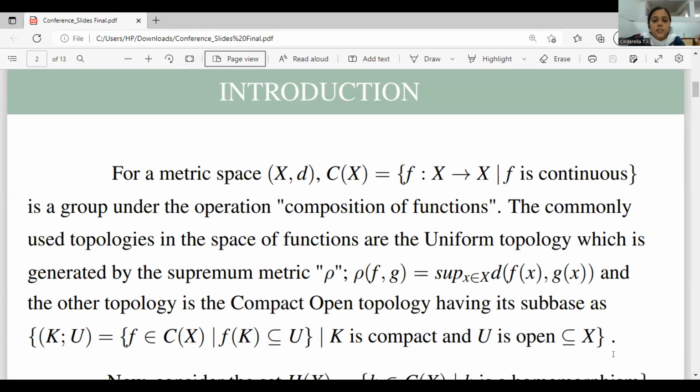And the compact open topology is the topology having its subbasis as the set of all K U's, where K stands for a compact set and U stands for an open set. And the set K U is defined as the set of all continuous functions that takes the image of K into U.